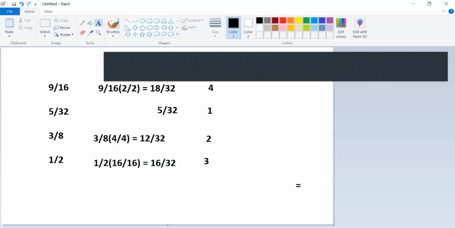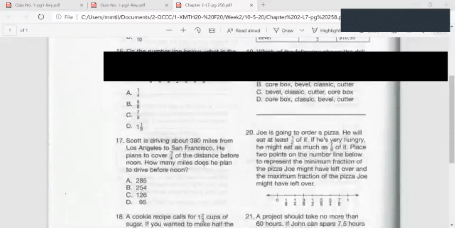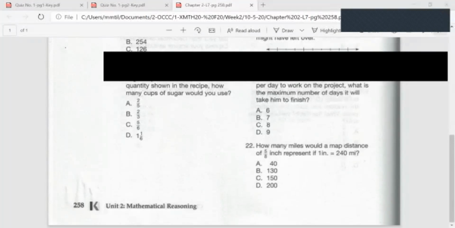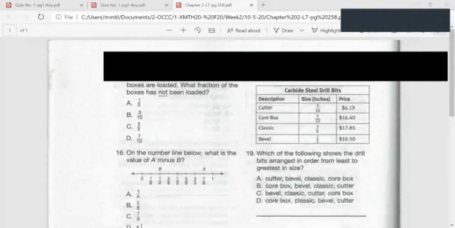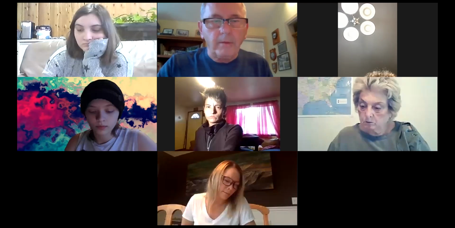So let me stop sharing. I could not figure out number 23 or 29. Okay, well, let's look at it. My brain was fried by that, too. Okay, let's check it out. Okay, 23 is on the next page, 259.